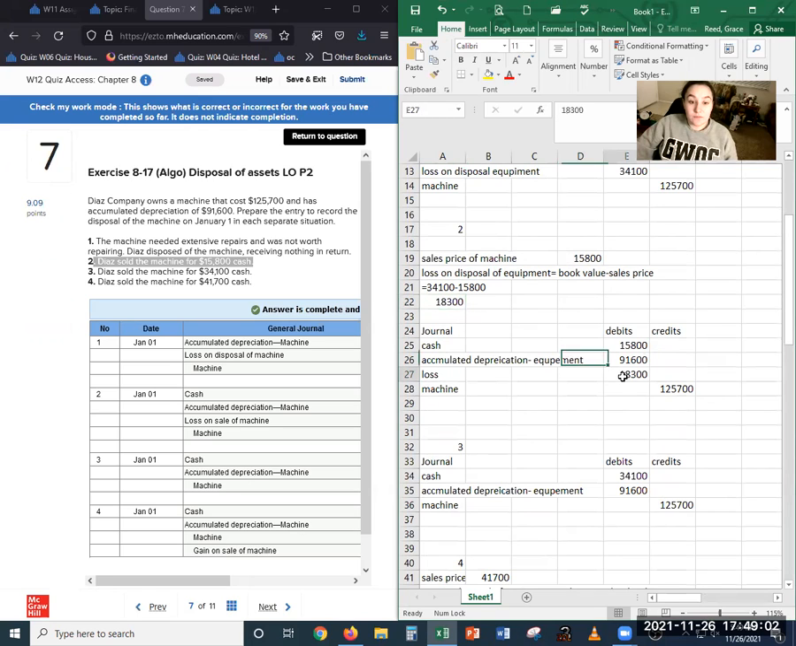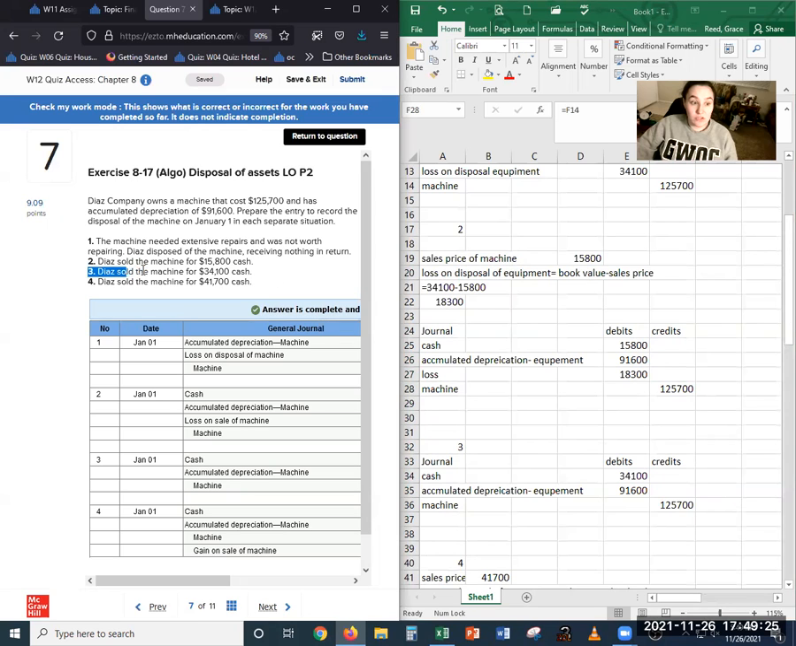loss. And so you record it as the amount of cash you got as a debit, and then the cumulative depreciation. In this case, it's not equipment. In this case, it's the machine, because that's what he is selling, which is still equipment. Then you also put in the loss, and that all totals the credit for the machine.